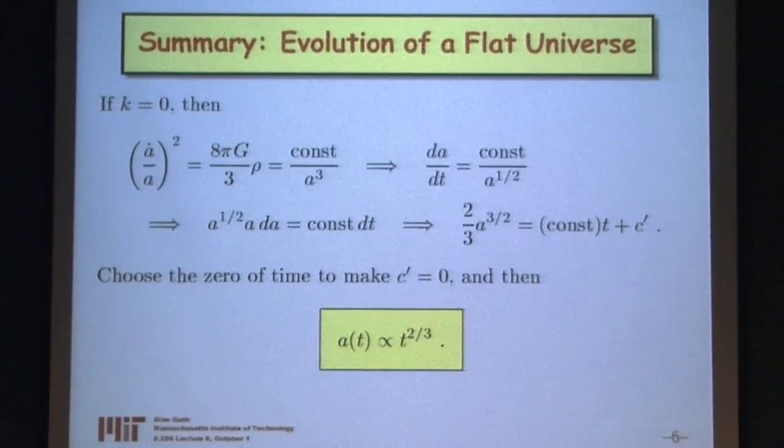OK, the one remaining thing that we did last time, and we'll summarize this and then go on, is we figured out what the evolution is for a flat universe. And we could do that just by solving the differential equation, which is a fairly simple differential equation. If we leave out the k term, the Friedmann equation becomes a dot over a squared is equal to 8 pi G over 3 times rho. And we know how rho depends on a. It's proportional to 1 over a cubed. So the right-hand side here is some constant divided by a cubed.